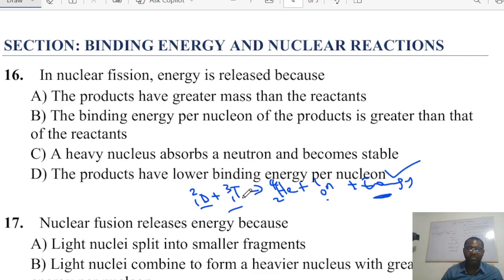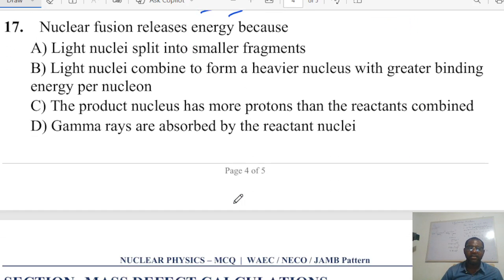Kindly note that. Okay, so number 17 says nuclear fusion releases energy because. The answer to that question, A, says light nuclei split into smaller fragments. That's not true. B, light nuclei combine to form a heavier nucleus with greater binding energy per nucleon. That's not true.